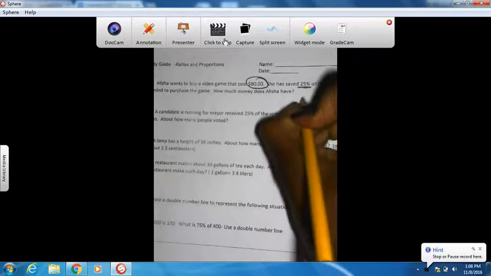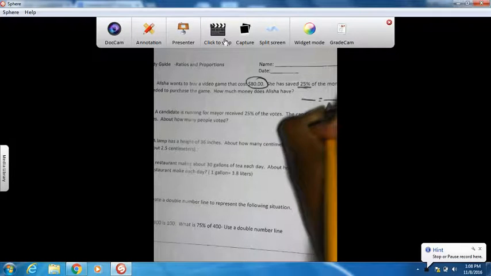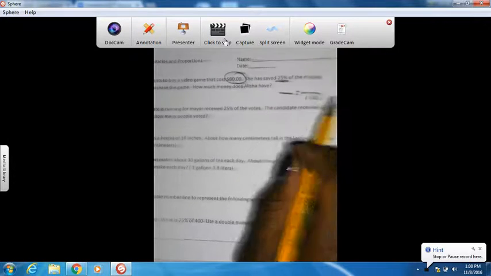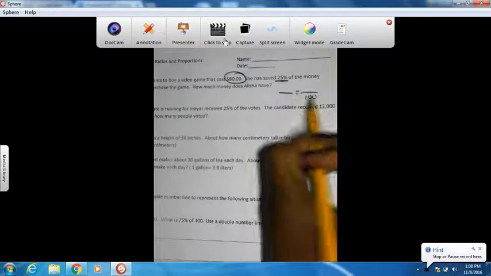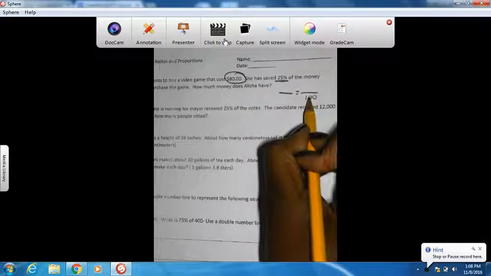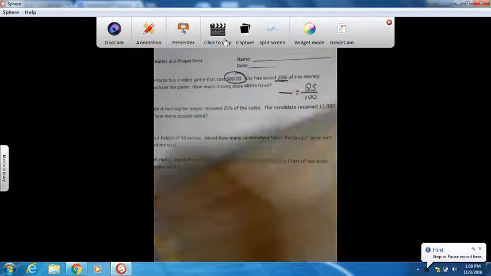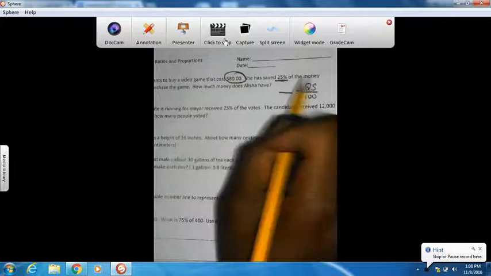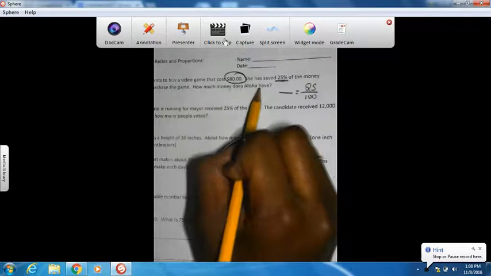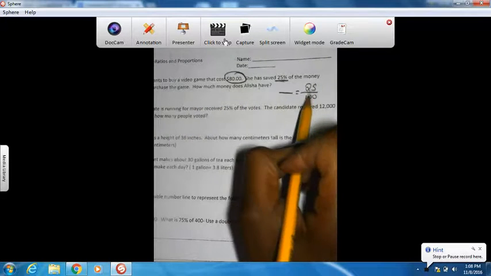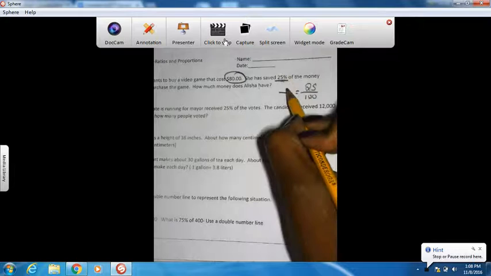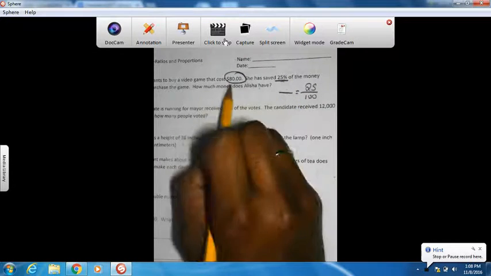Well, as soon as I see my percent, I'm going to automatically start my proportion puzzle pieces and make one of my denominators 100. It gave us a percent, so 25%. How much money does Alicia have? So she saved 25%, and we're looking for a part or a whole. Let's look at this again.